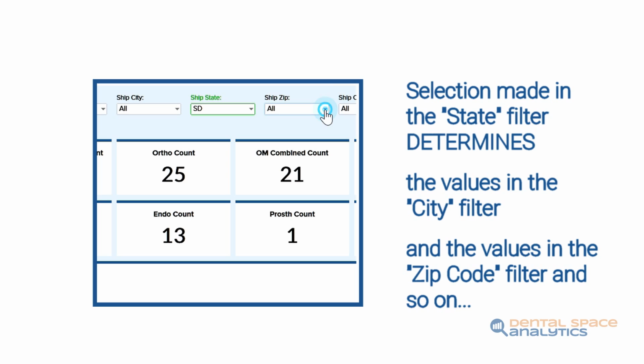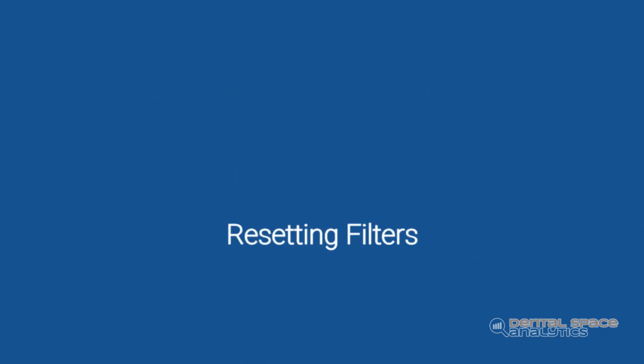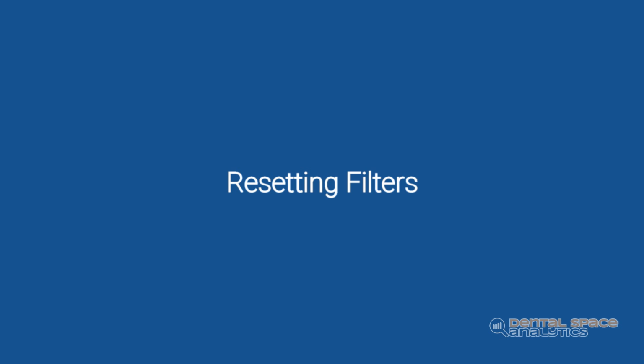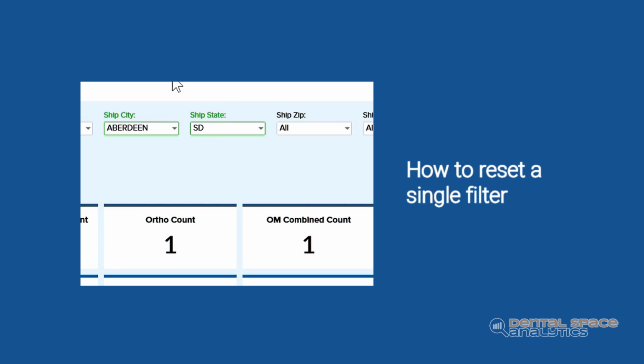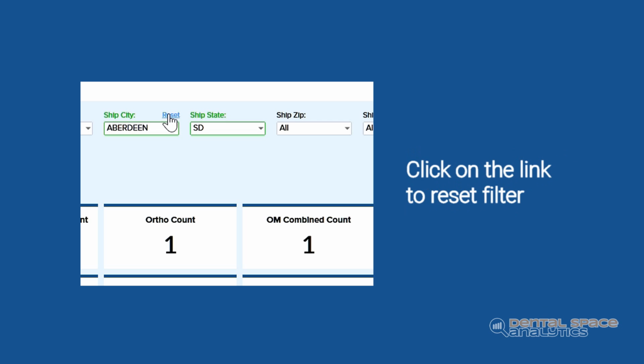The zip code filter would only contain zip codes from South Dakota, and so on for all of the remaining filters. Filters can be reset. You can individually reset any previously selected filter by hovering over it until the blue Reset link appears. Then left-click on the Reset link.